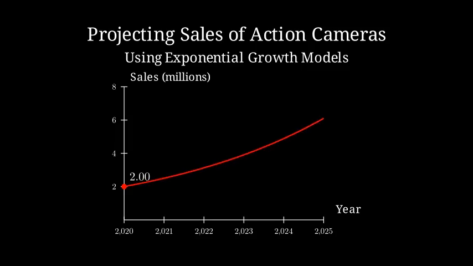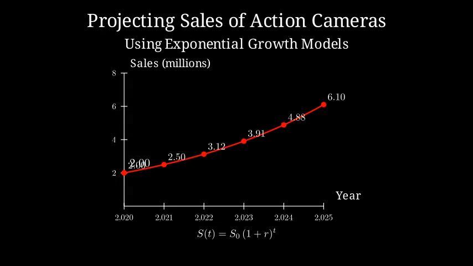Next, suppose sales grow at 25% per year. That means each year's sales are multiplied by 1.25. Let's plot those projected sales for each year from 2021 through 2025. This shape, rising faster each year, is characteristic of exponential growth.